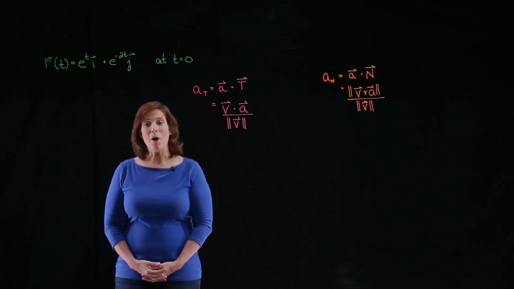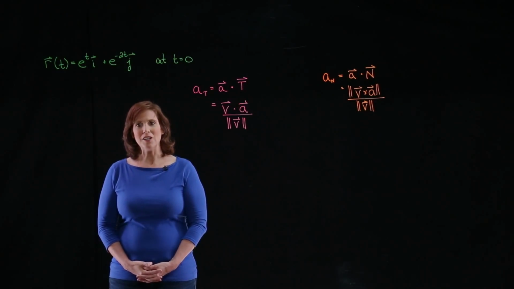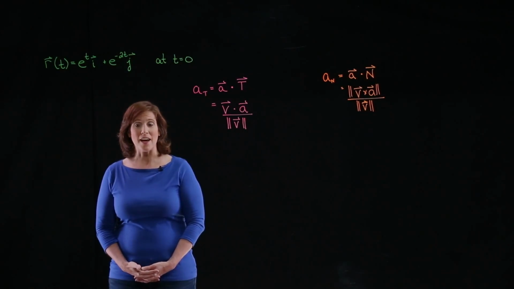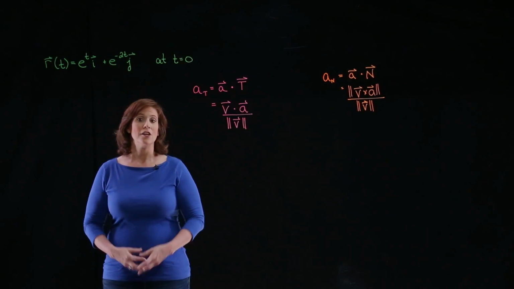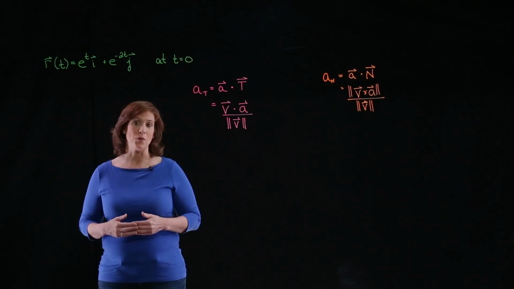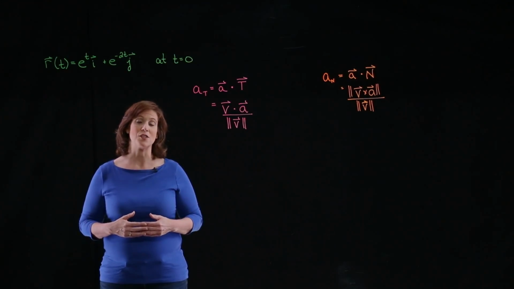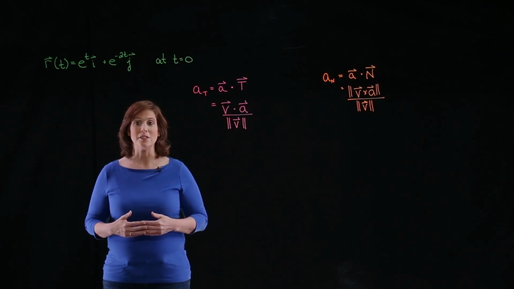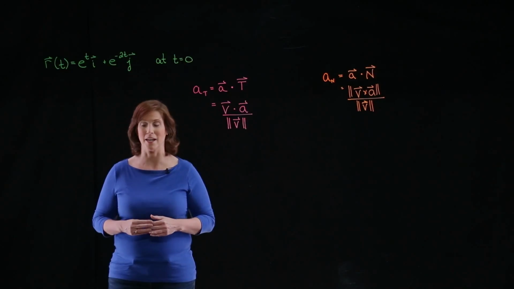Hi everyone, I'm Cheryl. When a particle is moving at a variable speed, it turns out that the velocity vector and the acceleration vector are not necessarily perpendicular to each other. So when we look for acceleration, we oftentimes want to talk about the tangential component as well as the normal component. These components are parallel to the tangent vector and the normal vector, which are perpendicular.